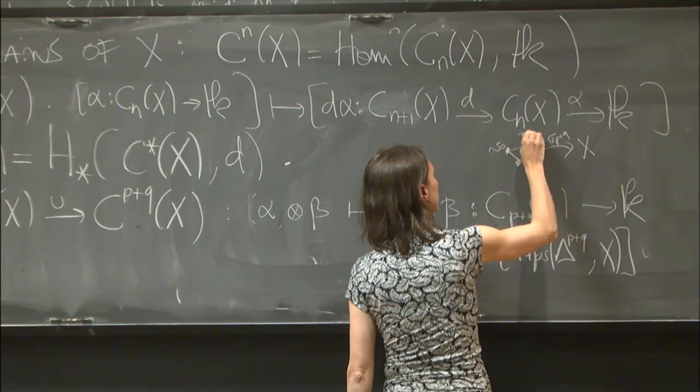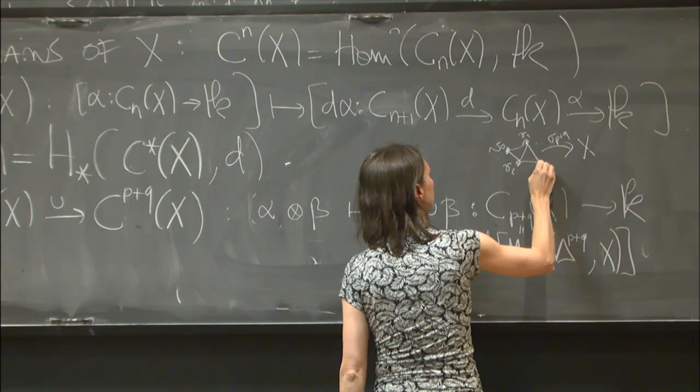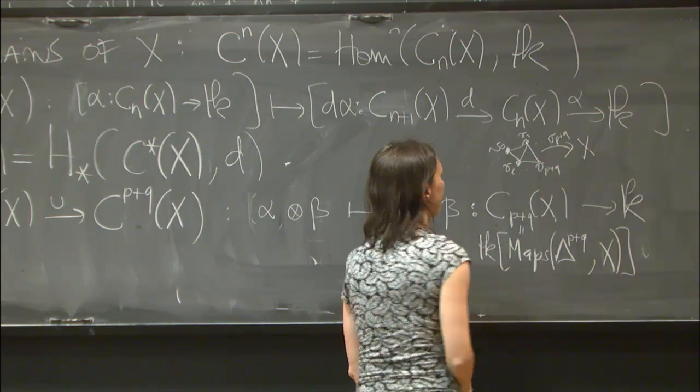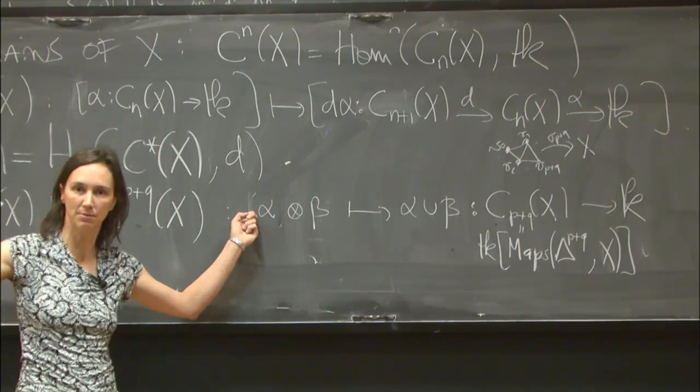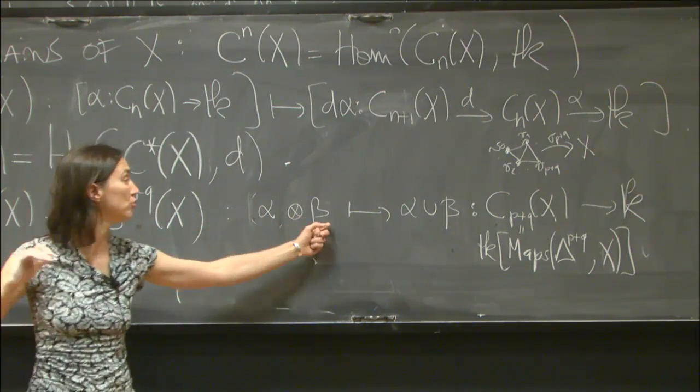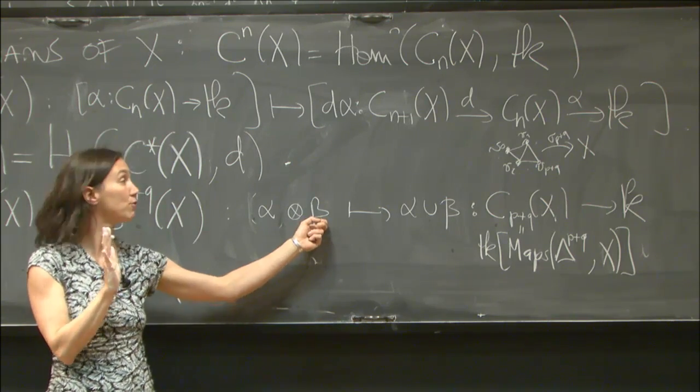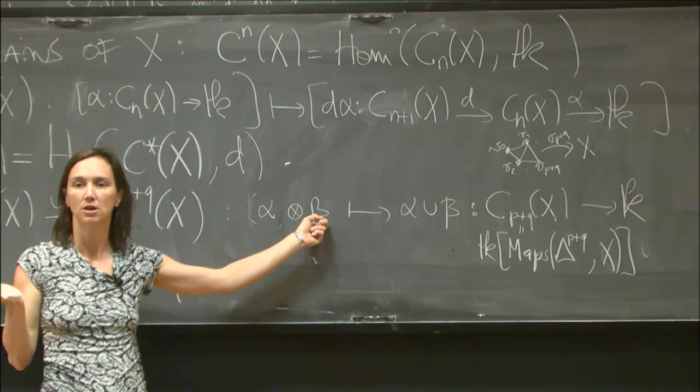V0, V1, V2, and so on, up to V_{P+Q}. Okay? And what do I have? I have a map from the P-dimensional simplices, and I have a map from the Q-dimensional simplices. Now I have a P plus Q dimensional simplex. What am I going to do?